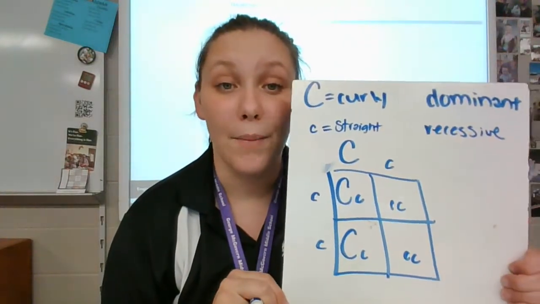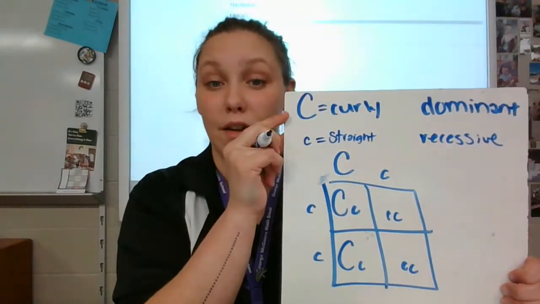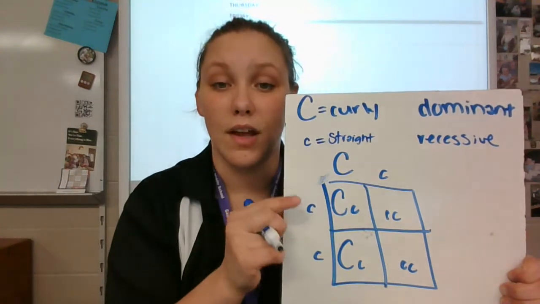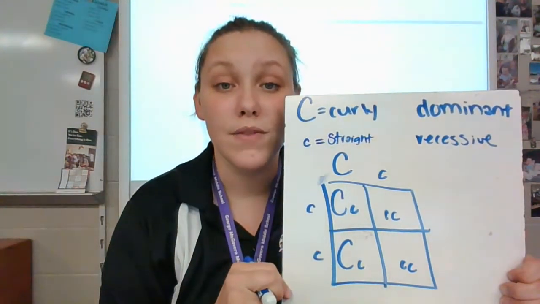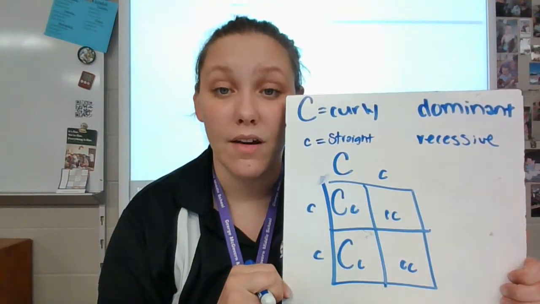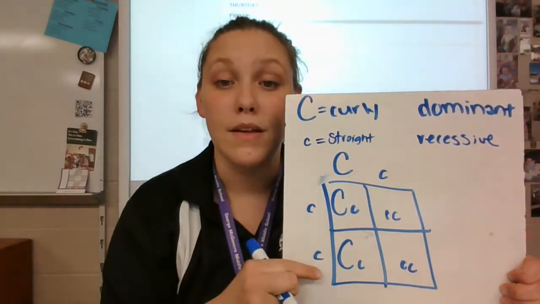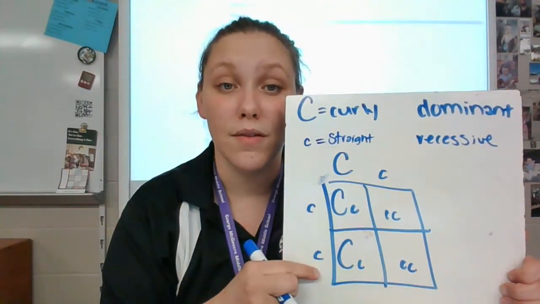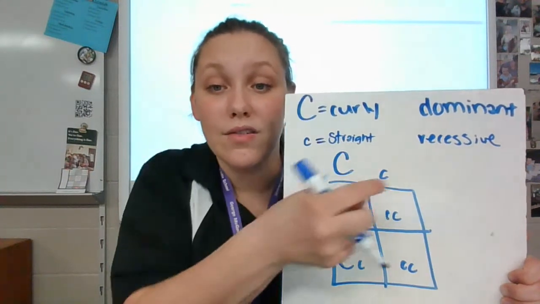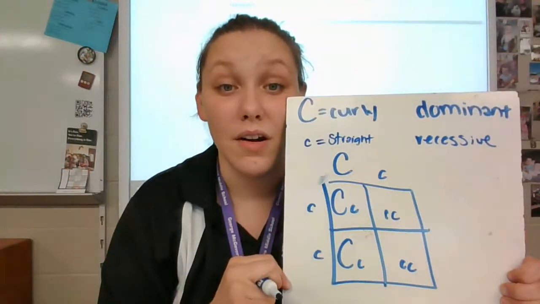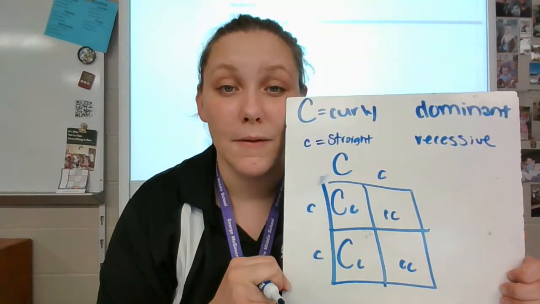2 of the boxes have capital letters, which are the dominant trait. So there's a 50% chance, 2 out of 4, that you'll have curly hair if your dad is heterozygous for curly hair and your mom is homozygous recessive for straight hair. And there's also a 50% chance that you're going to have straight hair because of this.